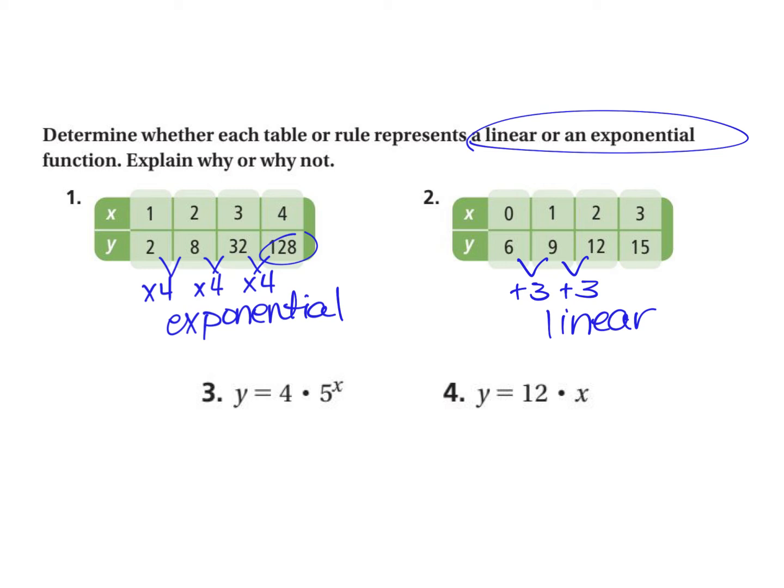When we have an equation, we want to look at where the variable is. And in here, my variable is as an exponent. So this makes it exponential. While here, we're multiplying by the variable, so we're back to a linear situation.